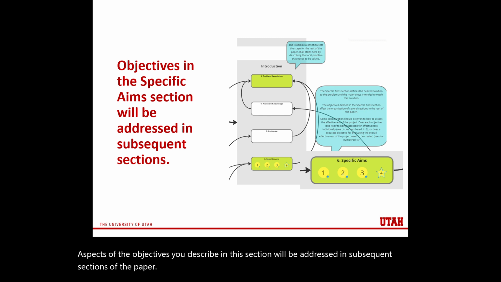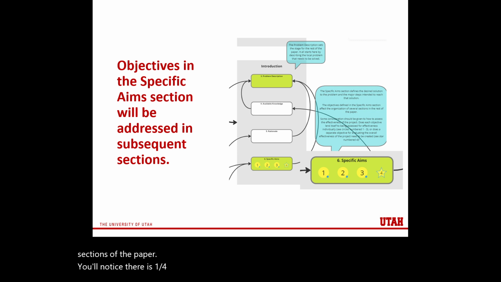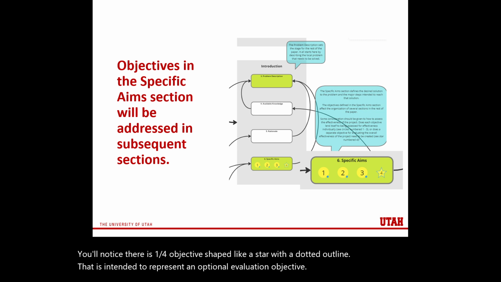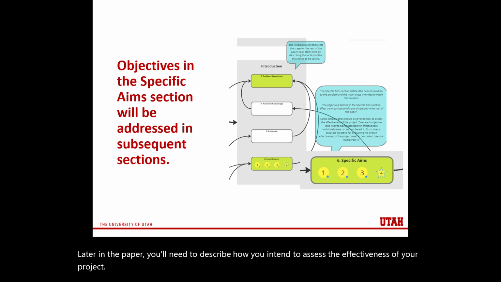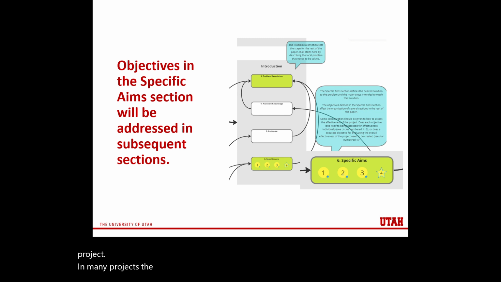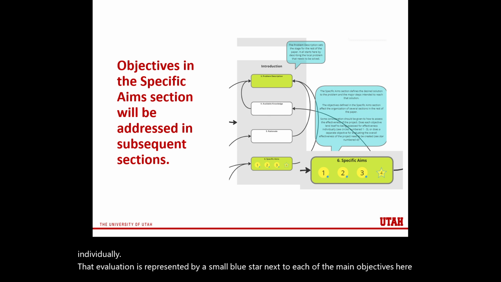You'll notice there is a 4th objective shaped like a star with a dotted outline. That is intended to represent an optional evaluation objective. Later in the paper, you'll need to describe how you intend to assess the effectiveness of your project. In many projects, the evaluation of effectiveness can be performed for each objective individually. That evaluation is represented by a small blue star next to each of the main objectives here in this diagram.